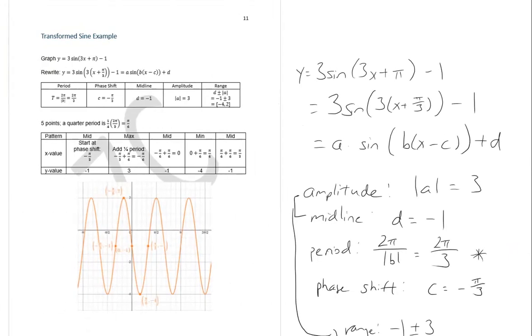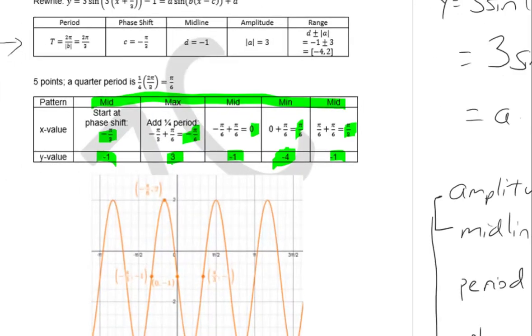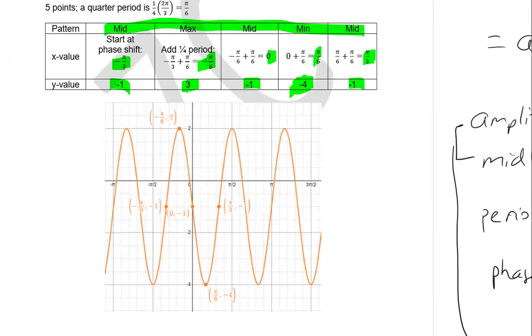To recap, get the parameters first. You have to remember what all the parameters are. Can't help you there. And then you have to get the pattern for sine. Start at the phase shift, add a quarter period, or do what I did: plus the period, half, quarter, quarter. That's how I did that. And then the y values: the mids are just the midline, the max is the upper end of the range, and the min is this one over here, minus 4. I'll zoom on the graph once more.